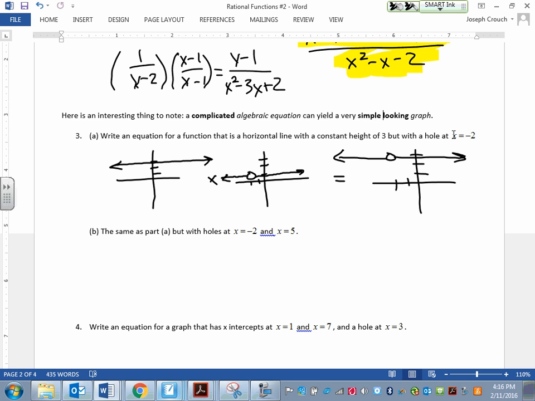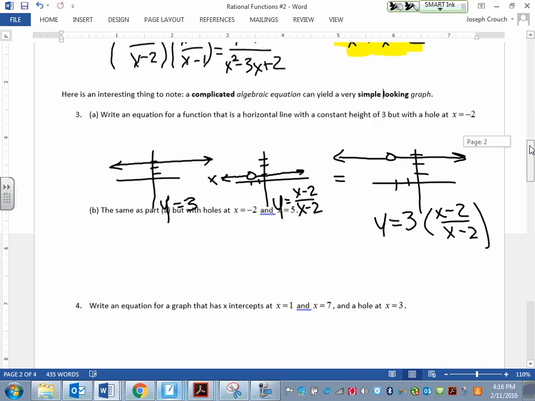Now, let's see if we can get equations. What's the equation for this line with a height of 3? Well, that's just y equals 3. What's the equation for this line with a height of 1 and a hole at negative 2? Well, that's just y equals x minus 2 over x minus 2. So if I got the graphs by multiplying, I sure as heck can get the equations by multiplying. y equals 3 times x minus 2 over x minus 2. Same as part A, only with holes.